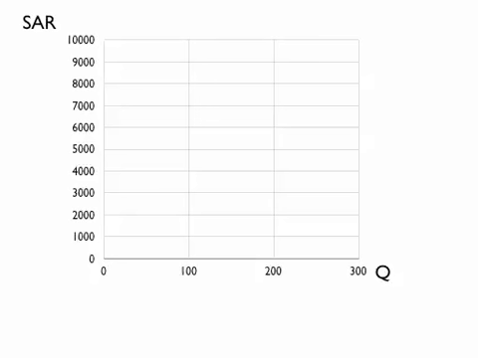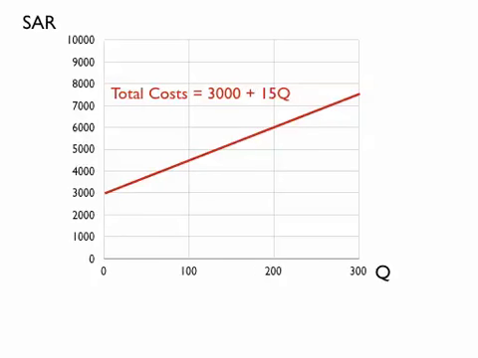All right, if we were to graph this analysis, we would begin with our total cost equation at 3,000 plus 15Q. So my y-intercept, or the intercept when Q would be 0, would be 3,000, and the slope of that equation would increase at a rate of 15 per each Q.